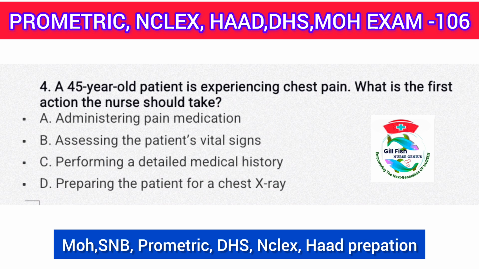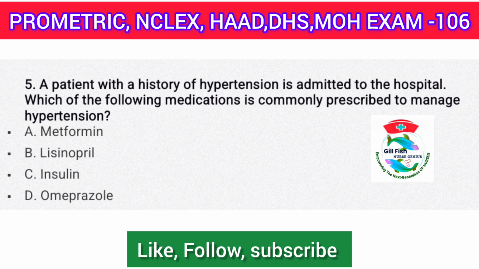Actually, what is the question? The patient is experiencing chest pain. Whenever any patient is getting chest pain, what is the first priority you have to check? That is the vital signs. You have to check the heart rate and mainly the respirations. Temperature, you know when you touch the patient itself. So the main thing is you have to check the vital signs. That is why option B, assessing the patient's vital signs, will be the correct answer. Move on to the next question.